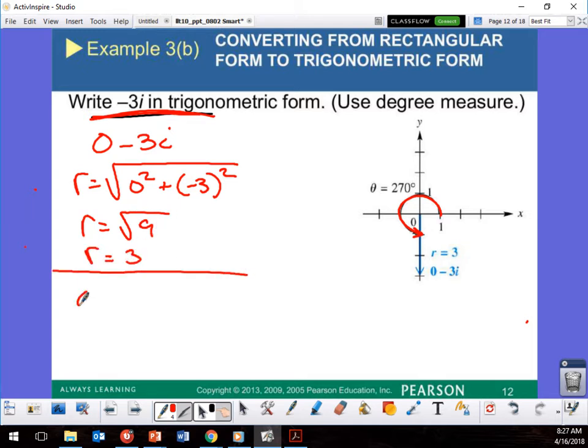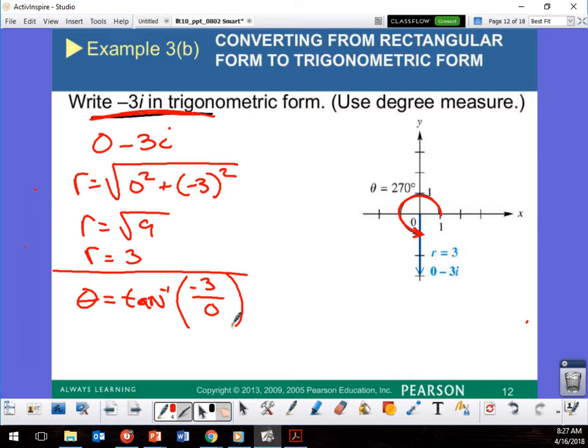Okay. So now let's do theta equals inverse tangent of y over x. My y value was negative 3 over 0. Can I do that? No, that's going to be undefined, because I cannot have 0 in the denominator. Since I have 0 in the denominator, I have to just look at my unit circle to tell where this is at, because I cannot put this in the calculator.